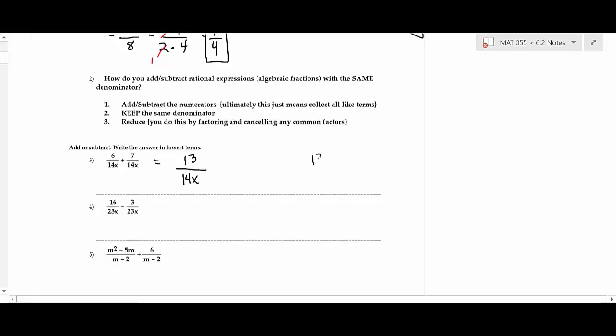13 and 14 is as far as you're going to take that. 13 is just a prime number. 14 is 2 times 7, so nothing's going to cross out. That means that's as far as you can go. Okay, that's about as easy as it gets.